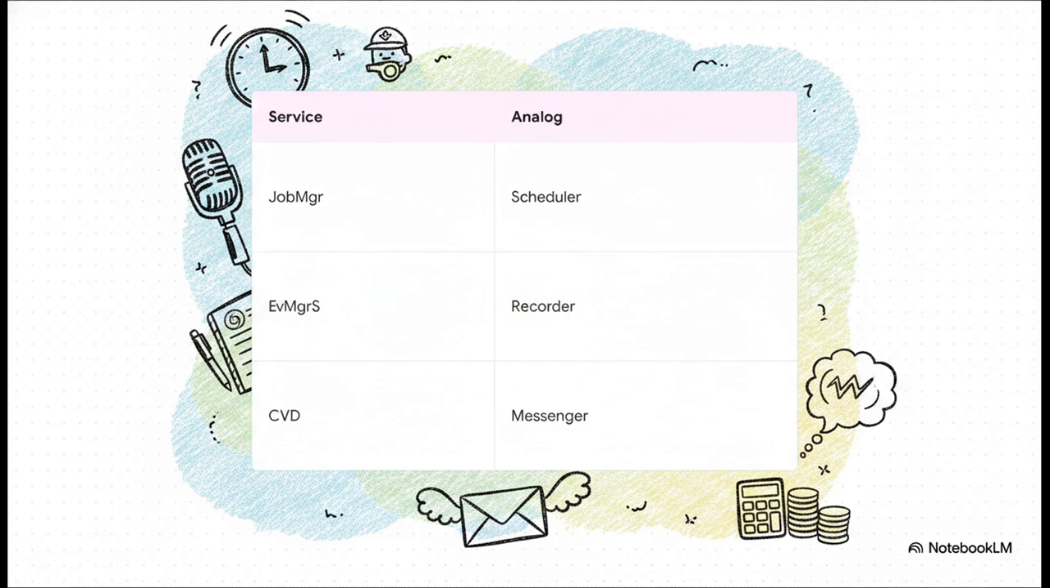It captures all the alerts across the cell. Next is the Communication Service, or CVD. That's your messenger. And finally, the License Manager, CVLMGRS, which is essentially your accountant, just making sure your usage stays within bounds.